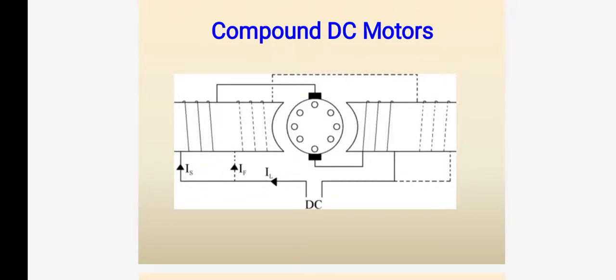Next is the compound motor. The compound motor is a combination of series and shunt windings. From the diagram you can easily understand the compound motor arrangement.